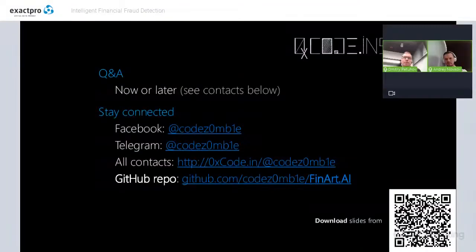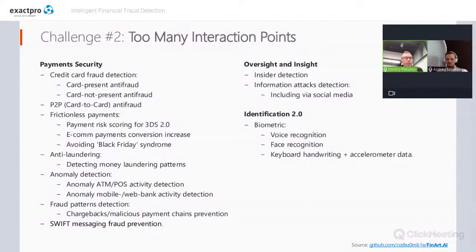I think there is, on some slides, challenge number 2. It's about cases, because there are a lot of interaction points. We have a list. One second, I'll try to find it. Anti-laundering, detection of money laundering patterns. And in my opinion, it is about security and fraud.